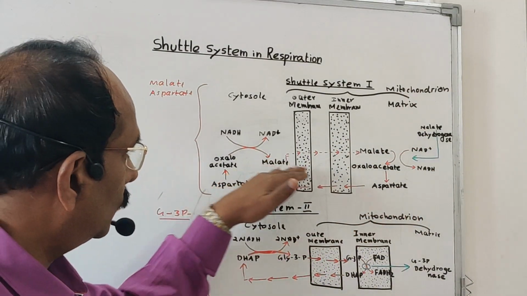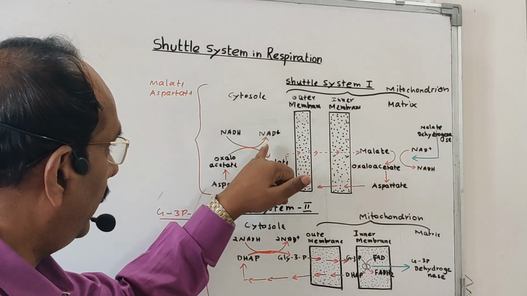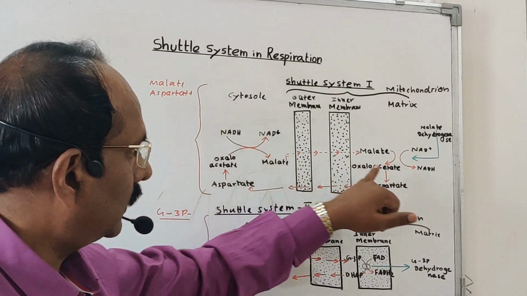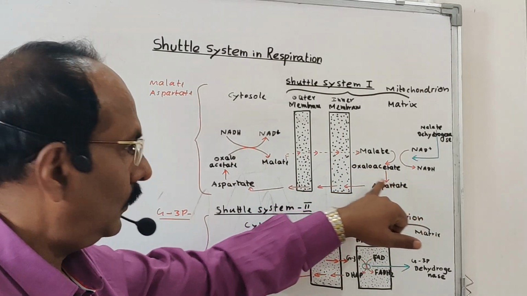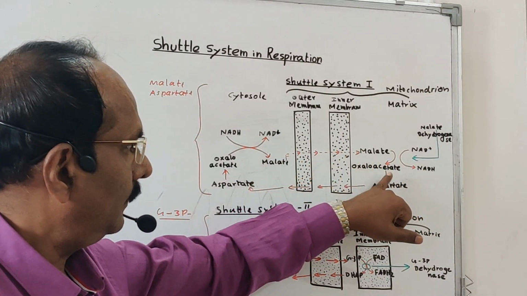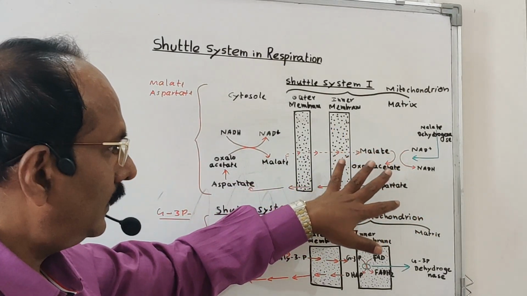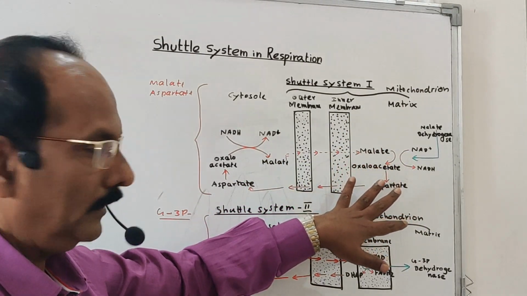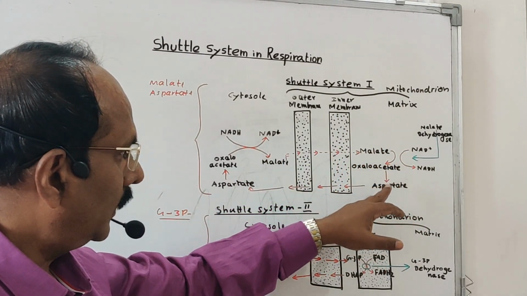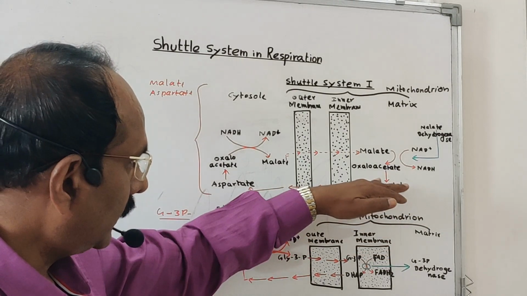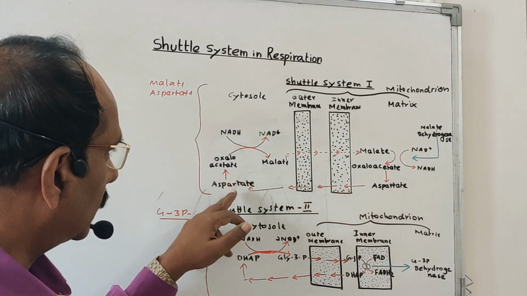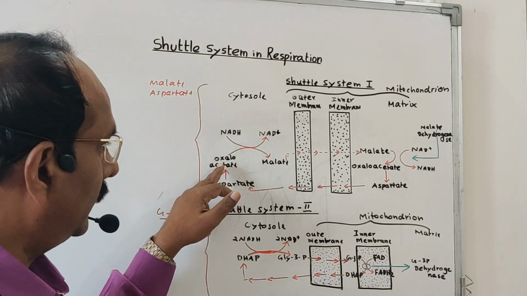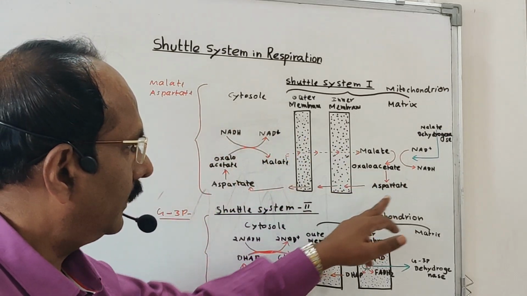So here there is no loss of energy. Actually, the NADH is transported into the matrix without losing any energy. Only some conversion takes place. So in this process, there is no energy loss. And this oxaloacetate is converted into aspartate, crossing the inner membrane, intermembrane space, and outer membrane, and this aspartate is again converted into oxaloacetate. Then this cycle operates continuously.